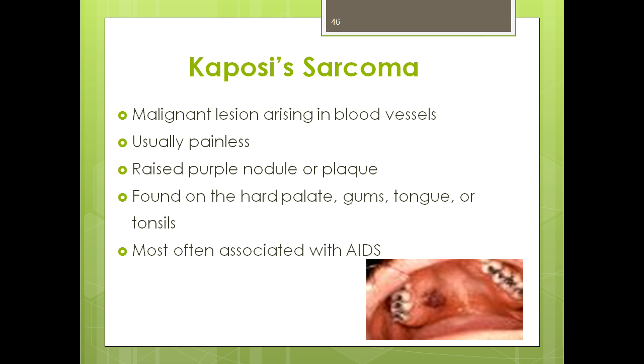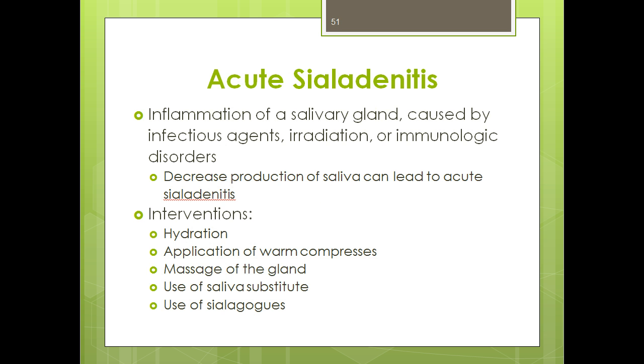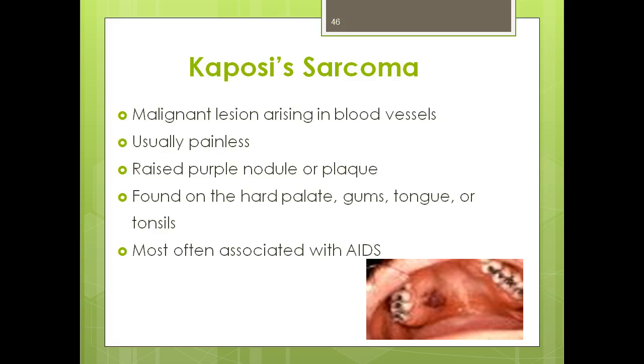Then they have what they call Kaposi's sarcoma. Kaposi sarcoma is a malignant lesion arising in blood vessels. Usually it's painless. It's a raised purple nodule, or usually it looks like a plaque, and it's found on the hard palate, on the gums, on the tongue, or the tonsil.